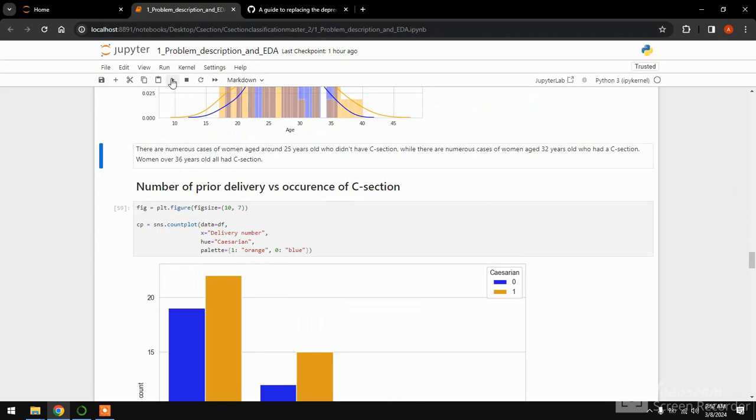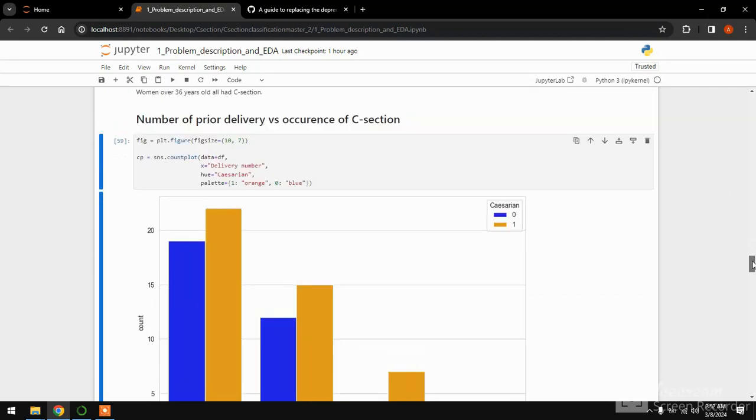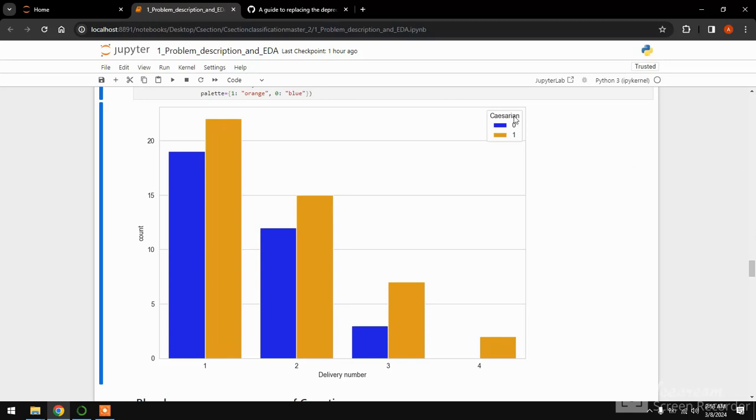Alright, so as you can see, the people who have delivered through a C-section are the ones in orange, and people who are delivering a baby for the first time have a bit higher chance of delivering through C-section, because delivering through C-section is now in orange. And if a person is delivering for the fourth child, she has an extremely high chance of delivering through C-section, according to the data set.